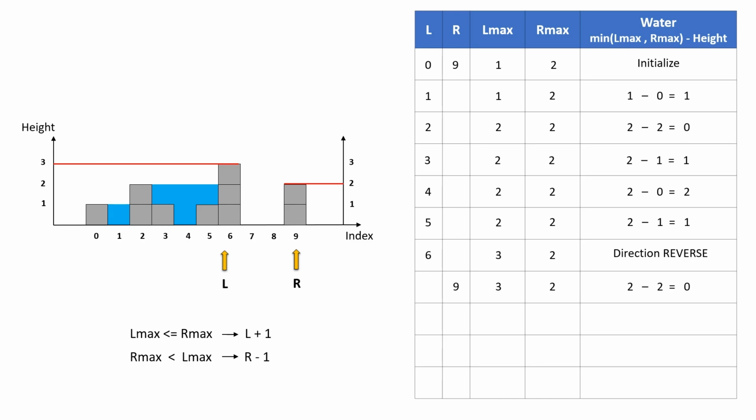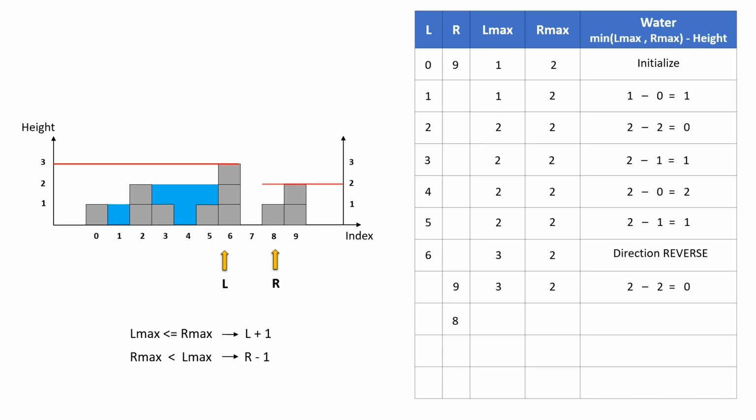What is the total water that can be trapped? That would be my deciding boundary, the minimum of 3 and 2, which is 2, minus my current block height, which is also 2. So 2 minus 2 is 0, so no water can be trapped at the ninth index. Now take note here. Lmax is equal to 3 and Rmax is equal to 2. My Rmax value is less than my Lmax value. Hence we decrement the right pointer by 1 unit, and the right pointer gets set to the 8th index.